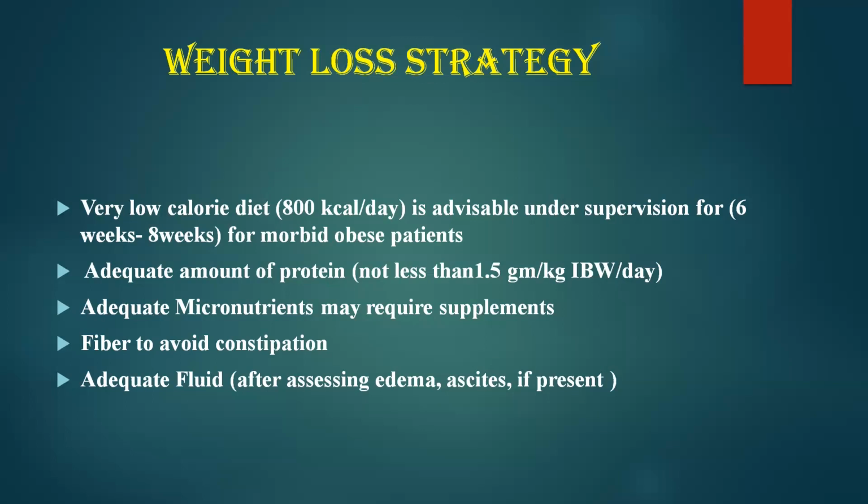Adequate amount of protein should be ensured, with a carbohydrate plus protein combination, and it should not be less than 1.5 gram per kg of ideal body weight. Adequate micronutrients. It may require supplements because the calorie has reduced. It is 800 to 1000 kilocalories. Fiber supplementation may be required, and fibre-rich food should be included in the diet to avoid constipation.